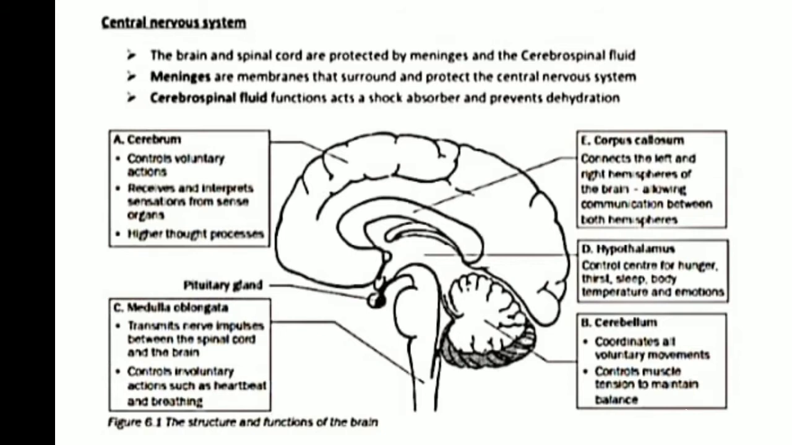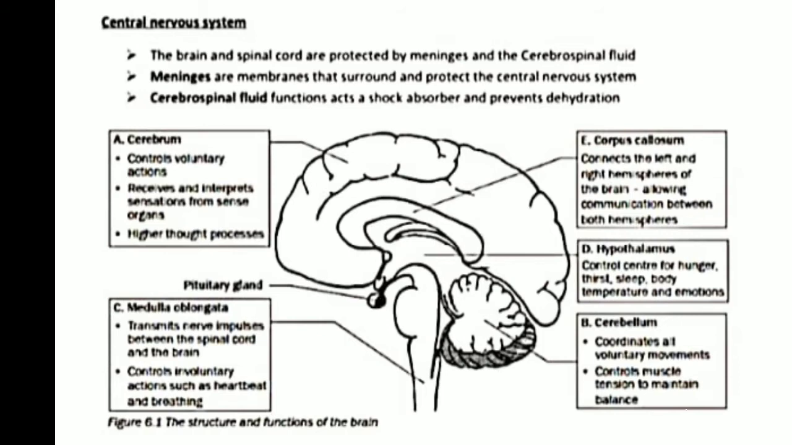So all voluntary action, whatever you see, whatever you hear, whatever you do, it is voluntary, therefore it is controlled by the cerebrum. Secondly, we say the cerebrum receives and interprets sensations from sense organs. Sense organs in your body will transmit an impulse to the cerebrum where they are interpreted. Thirdly, we say the cerebrum controls high thought processes. High thought processes include memory, reasoning, and judgment. So all this intelligence is there in the cerebrum.